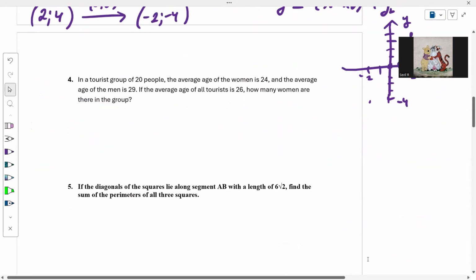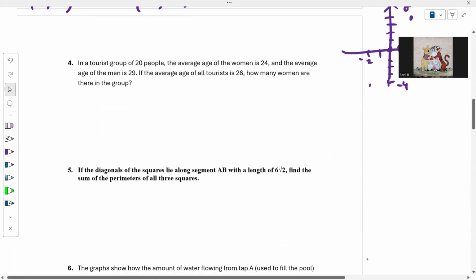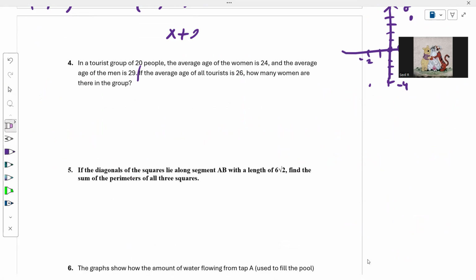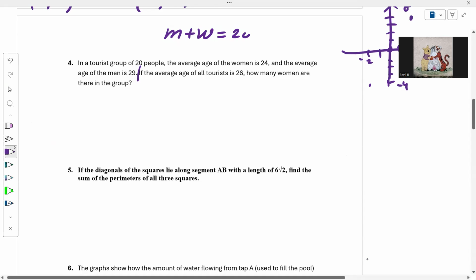In a tourist group of 20 people, the average age of women is 24 and the average age of the men is 29. If the average age, okay, let's stop here. Okay, tourist group 20 people. Totally, we have 20 people. Okay, x plus y. Let's write number of men plus number of women equals to 20.